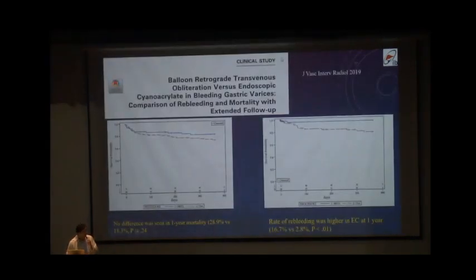When they compared BRTO versus endoscopic therapy, and this was published in 2019, again for secondary prophylaxis, there was no difference in 1-year mortality when you compared both the arms.